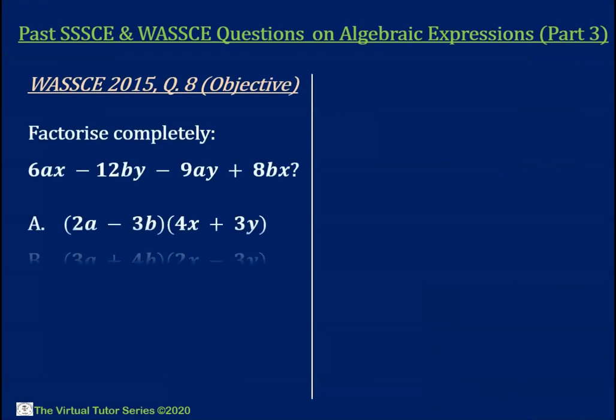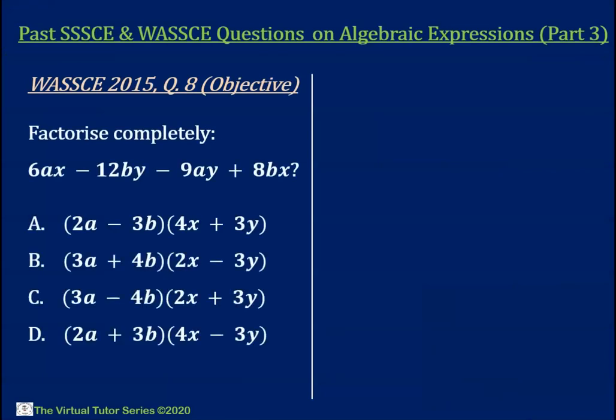WASSCE 2015 Objective Question 8. Factorize completely 6ax minus 12by minus 9ay plus 8bx. Solution. We have the expression 6ax minus 12by minus 9ay plus 8bx.